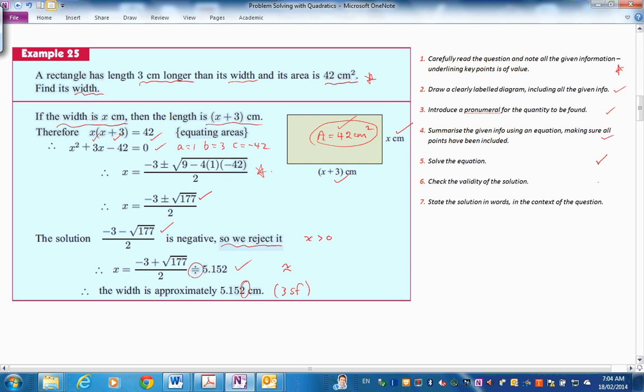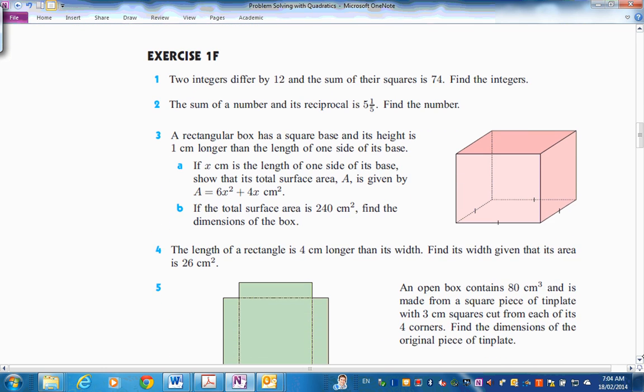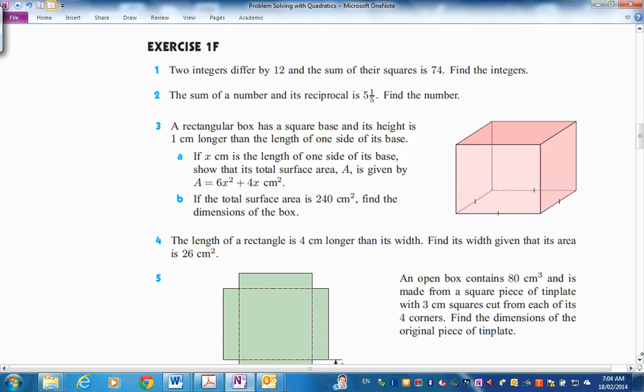So check the validity. Yes, we remove the negative one and state the solution. Yes, we did that. You get the idea. It's a powerful tool now if we apply it properly. Let's have a look and have a go at some of these. There's our box that we had in the first screen there.